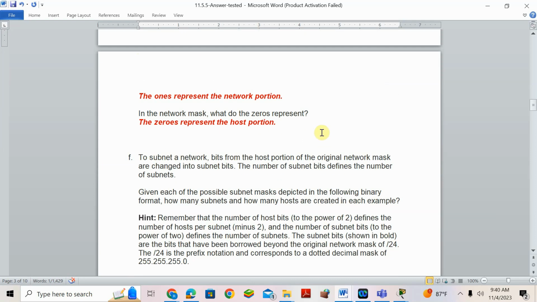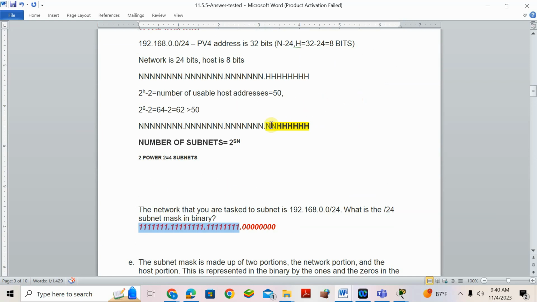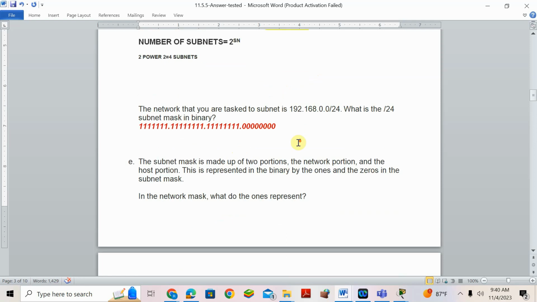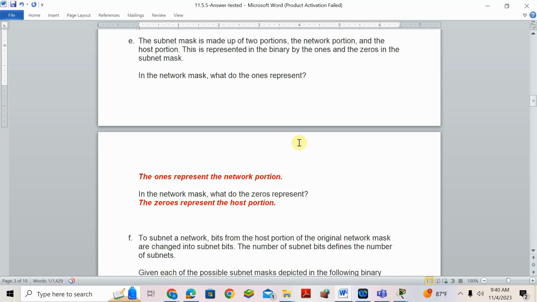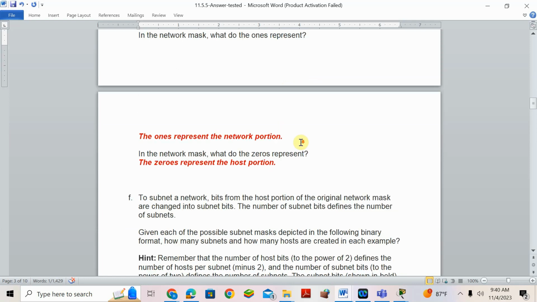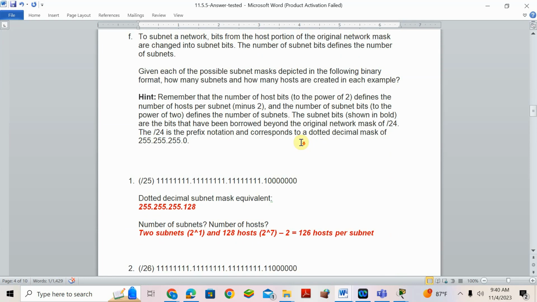Then to subnet a network, bits from the host portion of the original network must change to subnet bits. So here, by subnetting, out of the 8 host bits, 6 will be host and the remaining 2 will become network. That is subnetting. Host becomes network. Borrow the host bits for the network part. Okay, so here there are some calculations.